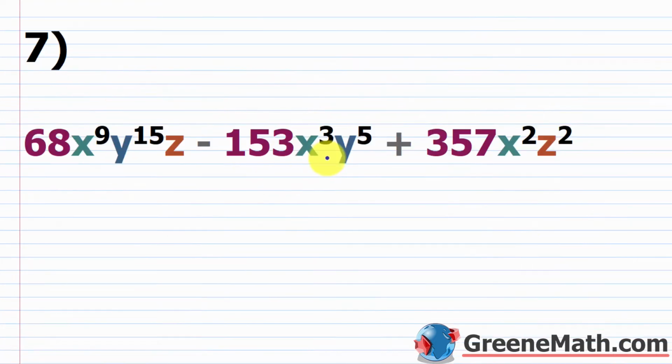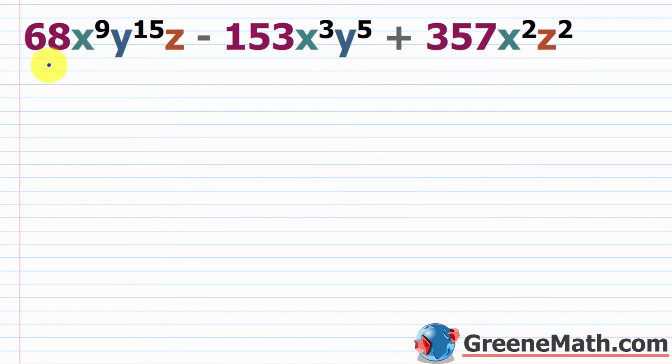All right, let's look at problem number 7 now. So we have 68x to the 9th power, y to the 15th power, z, minus 153x cubed, y to the 5th power, plus 357x squared, z squared. Okay, so we're getting into some numbers that we really don't work with that often. 68, I know it's even, so at least I know it's divisible by 2. If I divide it by 2, I get 34. And if I divide that by 2, I get 17. So I know that 68 would be 2 times 2 times 17.